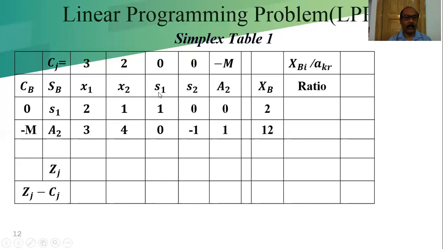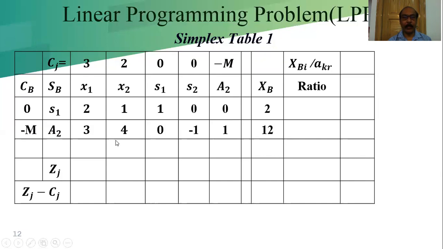Now see, the s1 coefficient is 1, 0 and 0, 1, forming the unit matrix for these two variables. So s1 and a2 are the basic variables. What is the coefficient of s1 in the z function? 0. What is the coefficient of a2 in the z function? That is minus M. This is in the CB. CB means the coefficient in the z function with respect to the basic variable. These two, s1 and a2, are the basic variables.